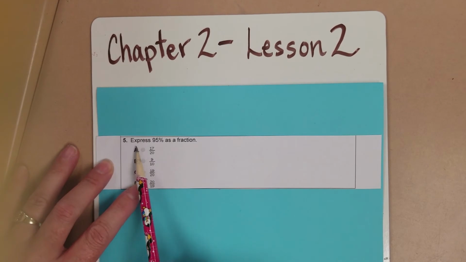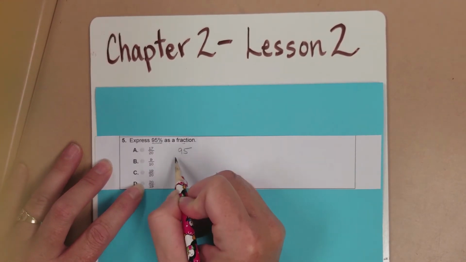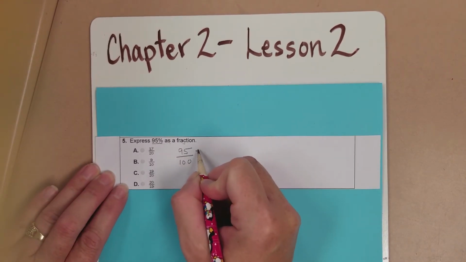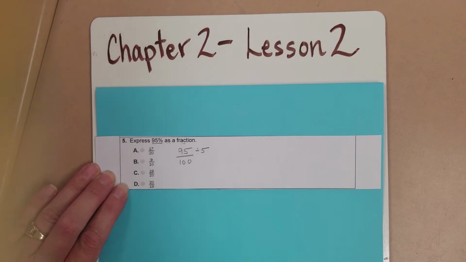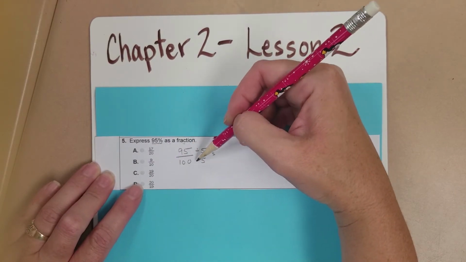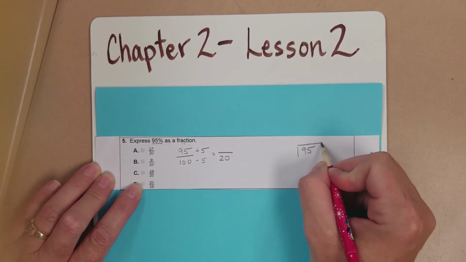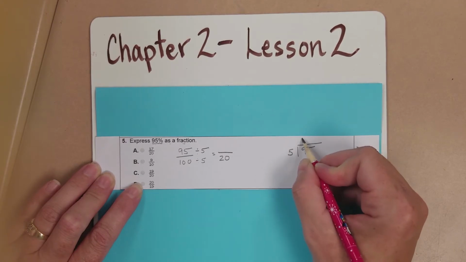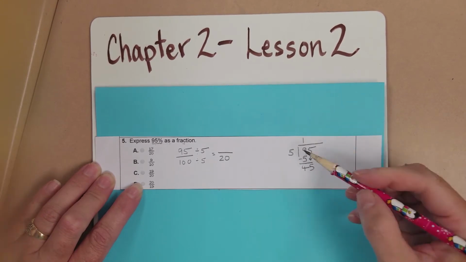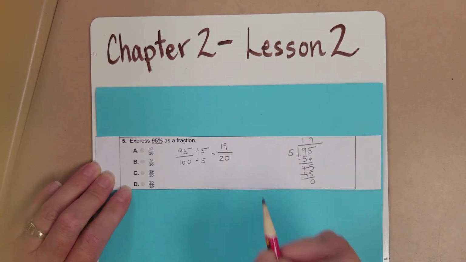Question number 5. Express 95% as a fraction. 95% is 95 per 100. We want to reduce this fraction. We can do that by dividing the top number by 5 and the bottom number by 5. The numerator is 95 divided by 5 and the denominator 100 divided by 5. 100 divided by 5 is 20. 95 divided by 5. 5 is able to divide 9 one time with 4 left over. Bring down the 5. 5 goes into 45 9 times with none left over. So your answer is 19/20.